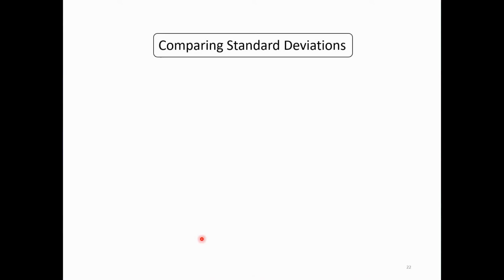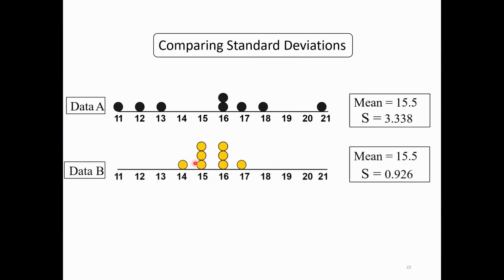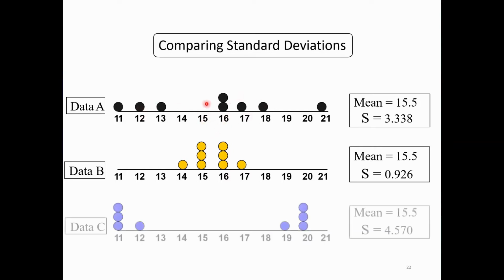Now, when it comes to comparing standard deviations, let's take a look at this data set. Here the average value is 15.5 and the sample standard deviation is 3.338. And you have another data set. Here also the average is 15.5, but the sample standard deviation is 0.926. So for data set A, the sample standard deviation is higher than data set B, which means data set B is clustered together relative to data set A. And data set C is very much spread out, hence why you have a very high sample standard deviation.